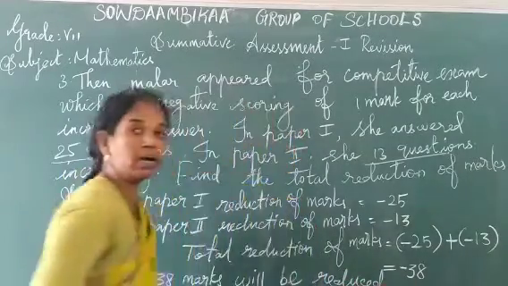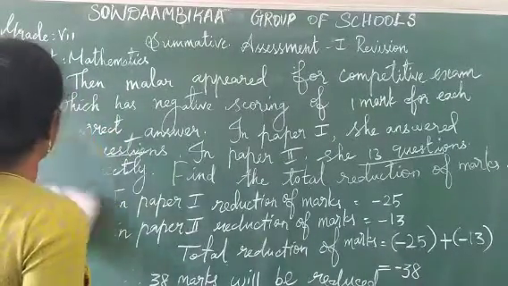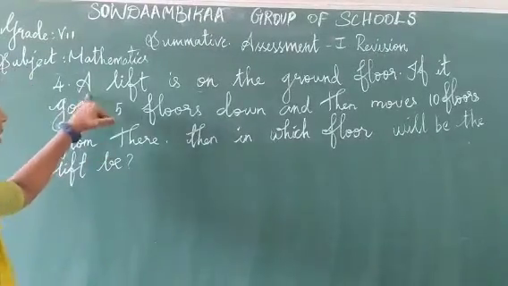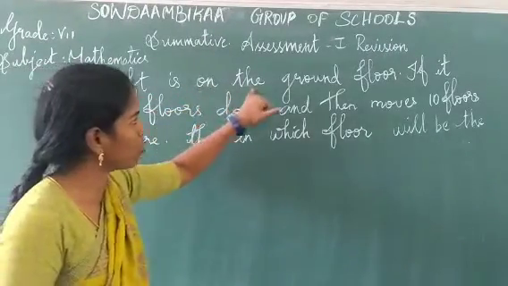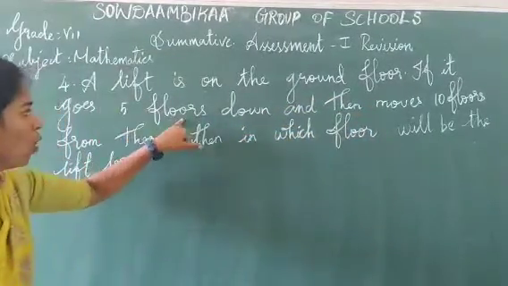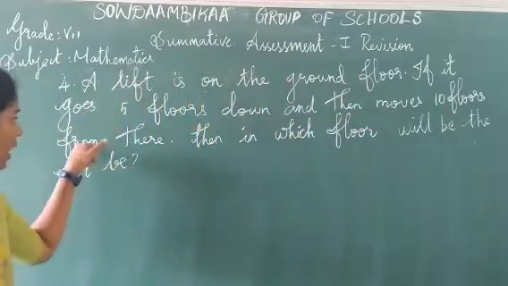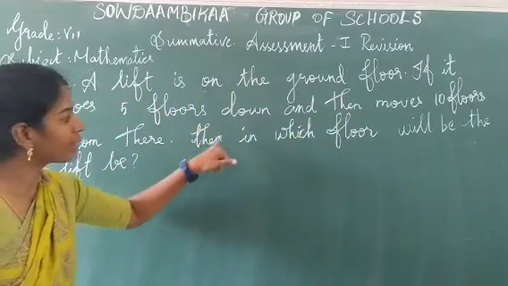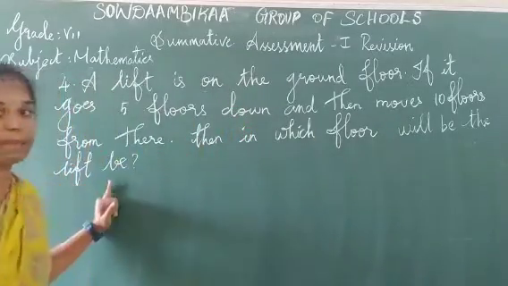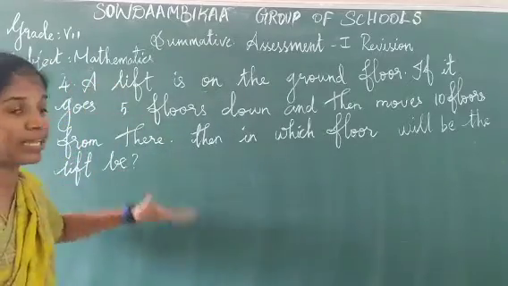Do you understand here? Then we move to the next sum. A lift is on the ground floor. It goes 5 floors down and then moves 10 floors up from there. Then, on which floor will the lift be? First, we have to understand the sum. A lift is on the ground floor.